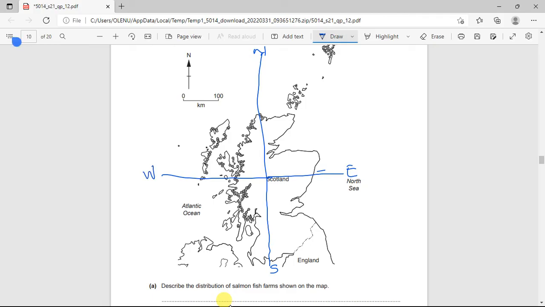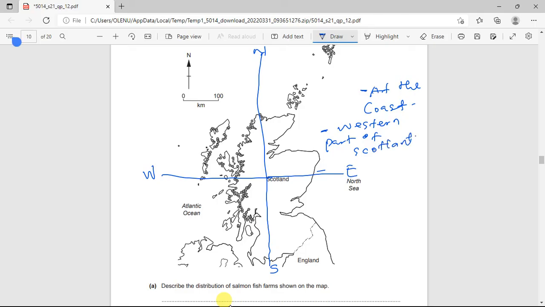Now, if I have that, you find out that the salmon fish farms are located at the coast. So the first point you put is usually that they are at the coast. Now, we're looking at distribution, how it is spread. You find out that it is usually around the western edge of Scotland. So, the western part of Scotland.